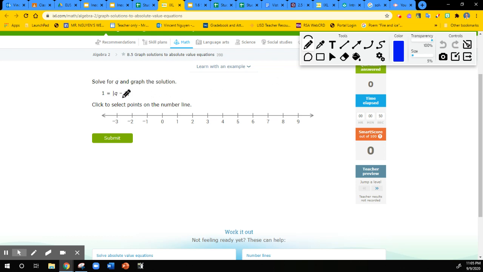positive number, we have two cases, right? We have a positive case and a negative case. So we're going to do case one where it's positive. So q minus 1, so that's a q right there, right? That's not a 9. Minus 1 equals the positive case, and then q minus 1 equals the negative case. Okay, so it's negative 1.